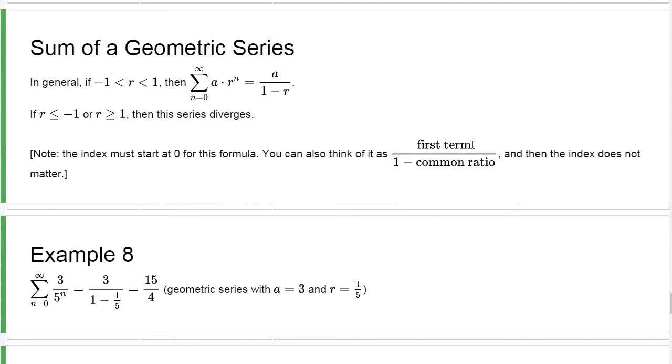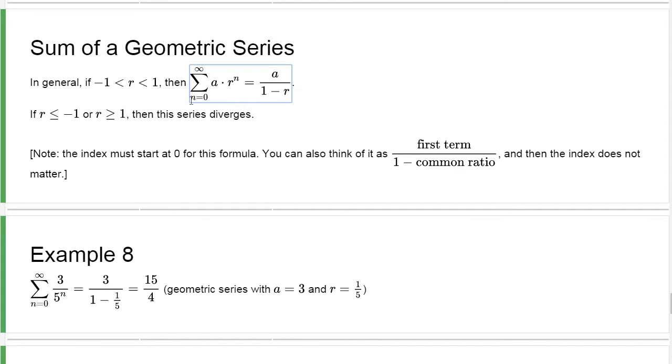There's actually a formula for the sum of a geometric series. If your common ratio is between -1 and 1, then the sum of the geometric series when you start at n equals 0 is the first term divided by 1 minus r. Well, I guess I should say that it's a over 1 minus r when you start at 0.